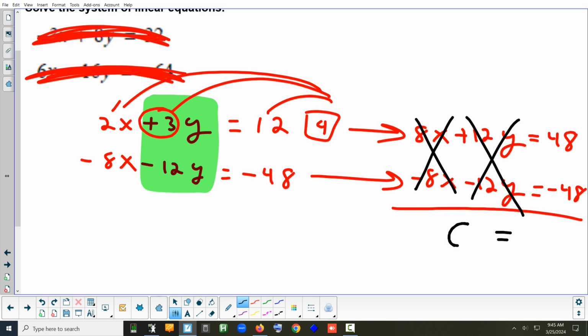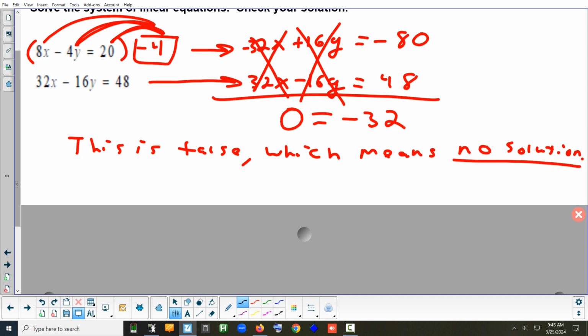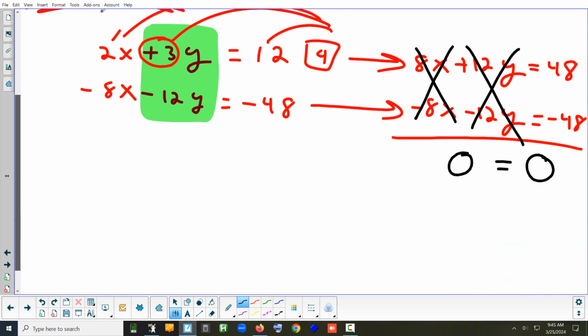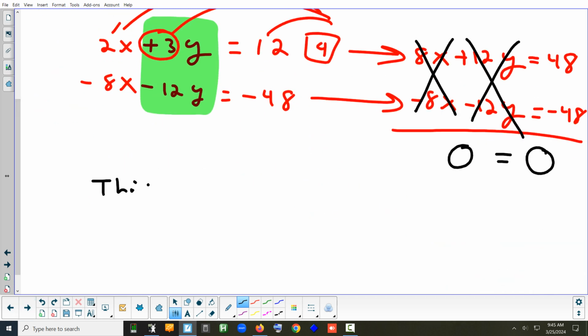0. And what's 48 plus negative 48? Cancels, and I get 0. So now I got 0 equals 0. What do you think about that statement? They do equal each other. That's true. Okay, so in the last one, that was false. In this one, this is true.